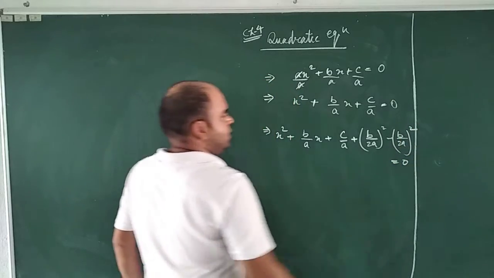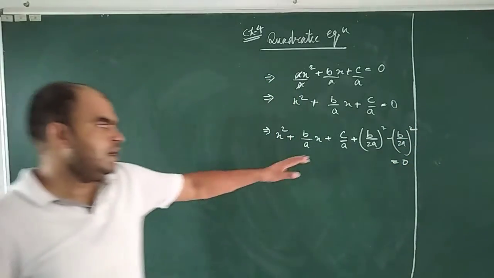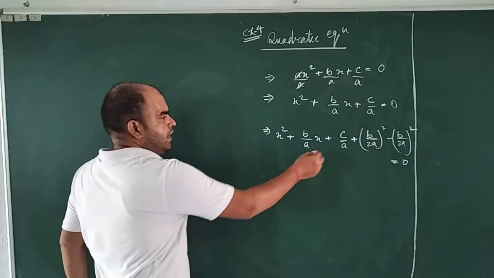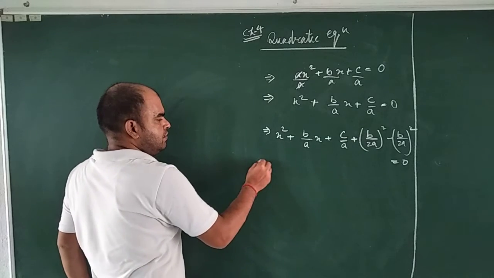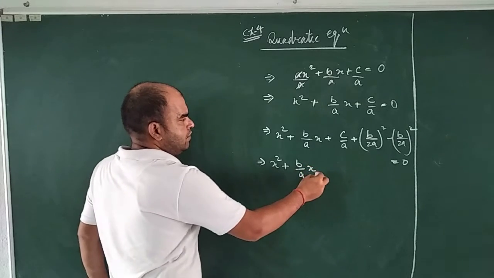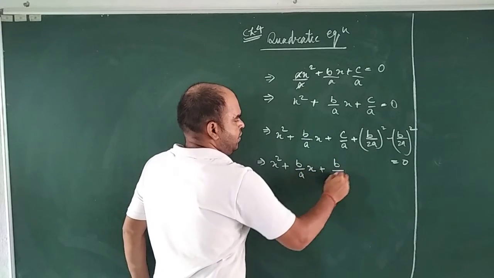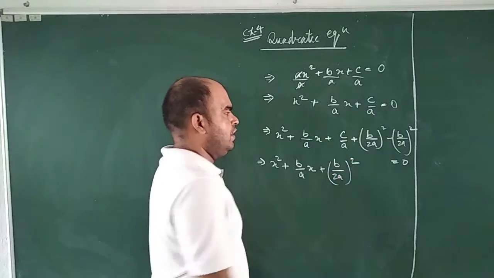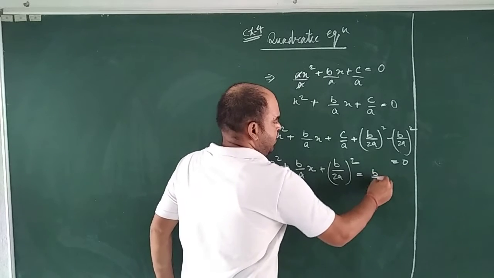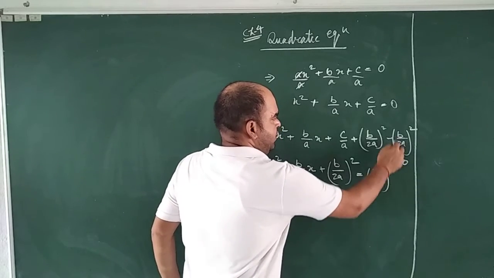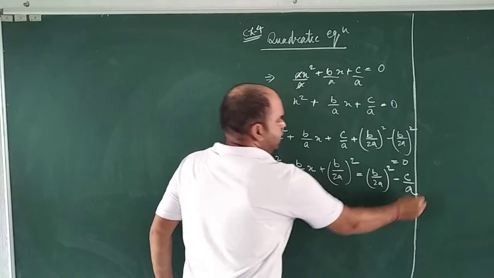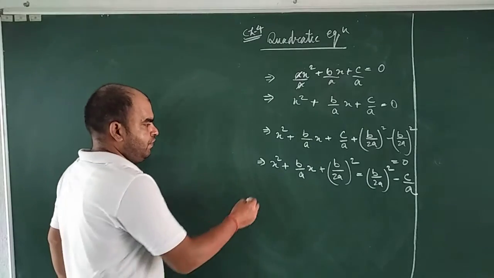Okay, so in this condition you can see, now what we can do, minus b upon 2a whole square we can transpose to the right hand side, and the constant term is c upon a also. So you can write x square plus b upon a x plus b upon 2a whole square. Now this is minus b upon 2a whole square, so we can transpose it to the right hand side. We can write b upon 2a whole square, it will be positive, and this is c upon a positive, so on this side it will be negative. Okay, now simplify it.